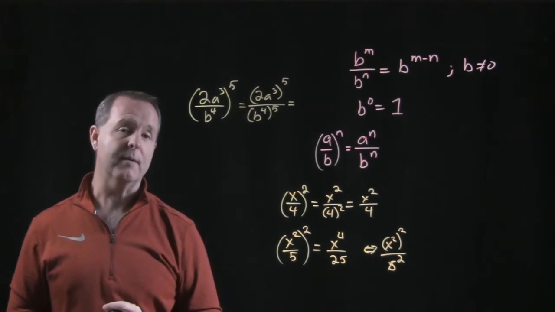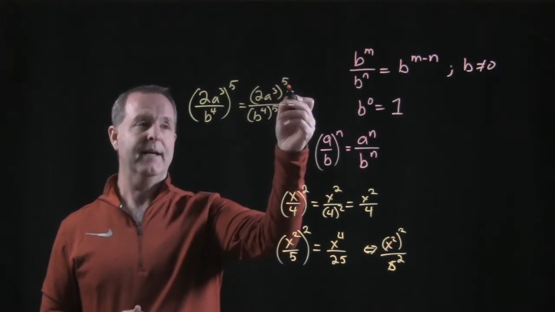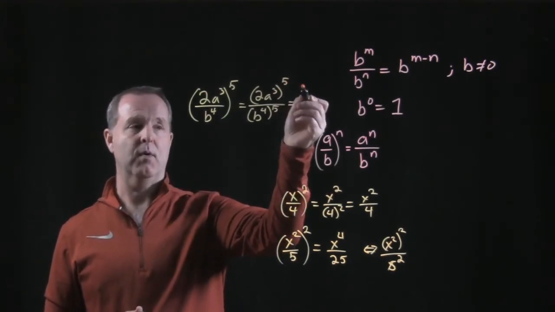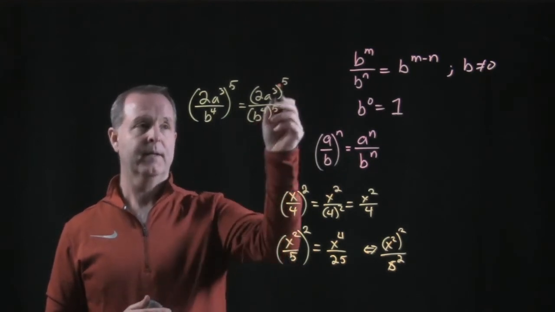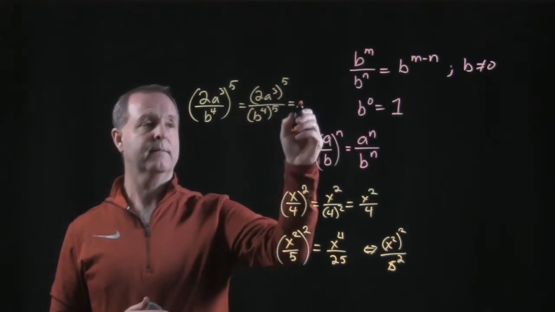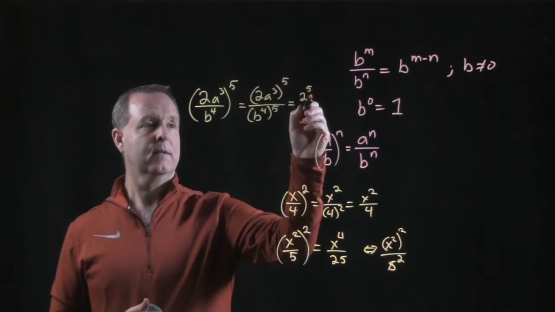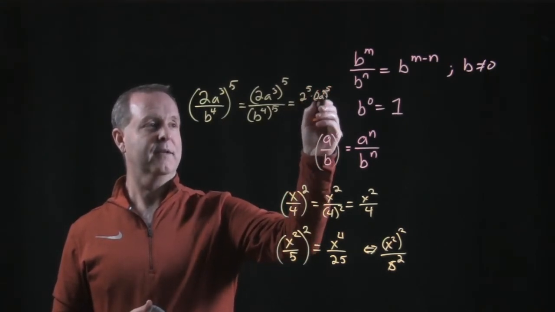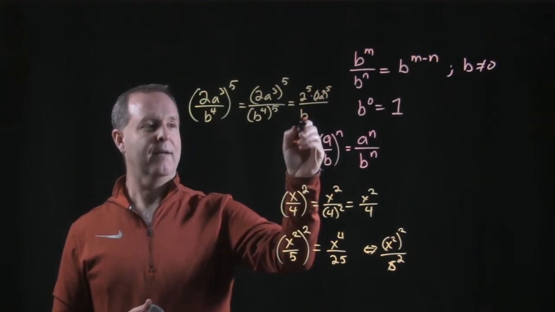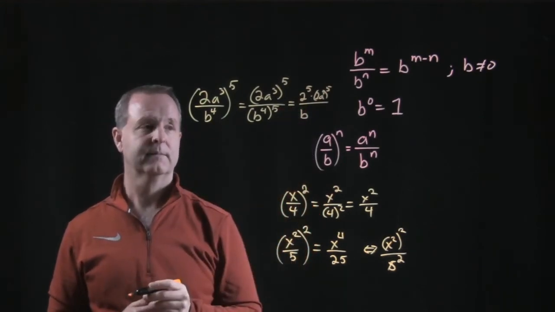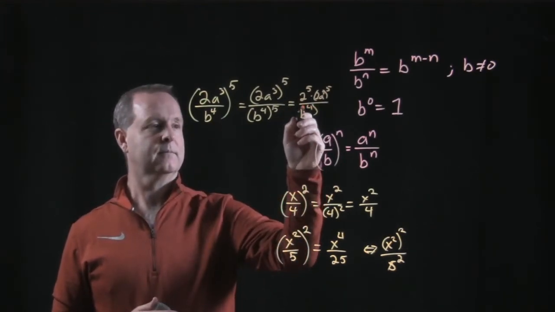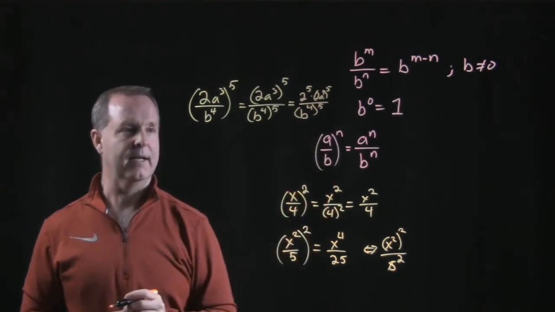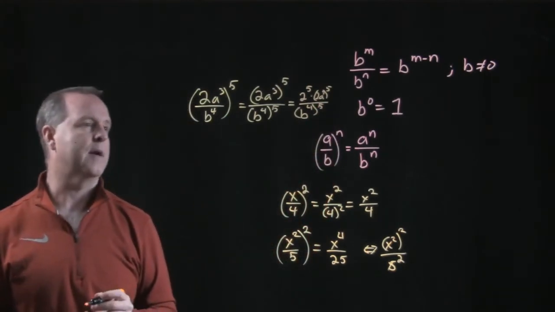Then from there, we need to remember how to multiply this or distribute this exponent across two bases. So it becomes 2 to the 5th times a cubed to the 5th. Sorry, I ran out of room there. And b to the 4th to the 5th. All right, let's clean it up a little bit. I got a little cramped right there.